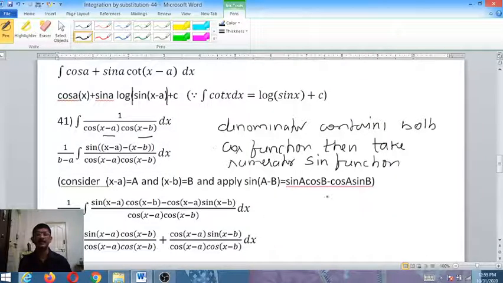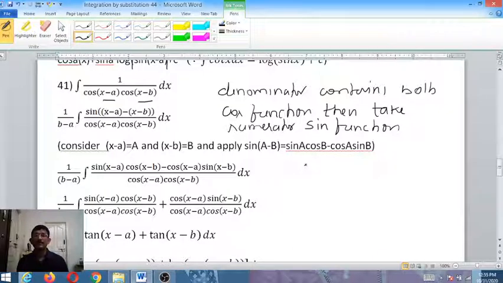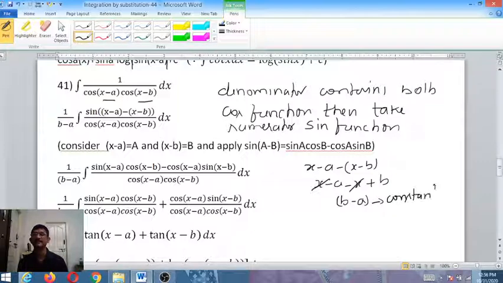What is x minus a minus of x minus b? Now look here. x minus a minus of x minus b will be x minus a minus x plus b. You can cancel these two and minus into minus is plus. The remaining will be b minus a. B minus a is nothing but a constant. So this entire numerator is nothing but sine of b minus a.